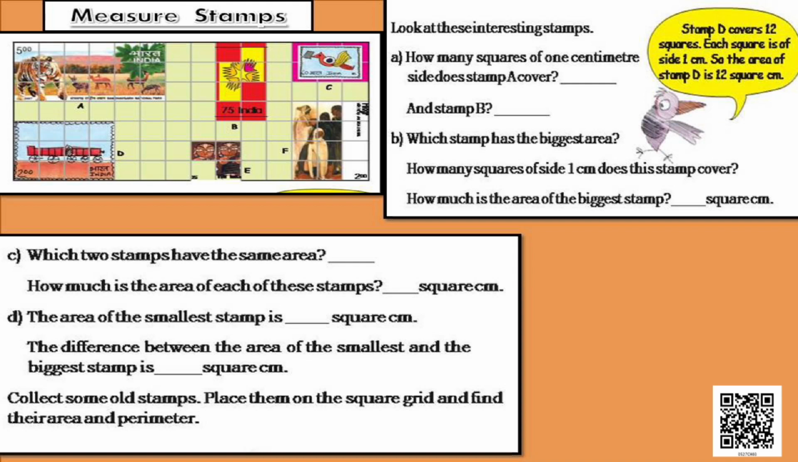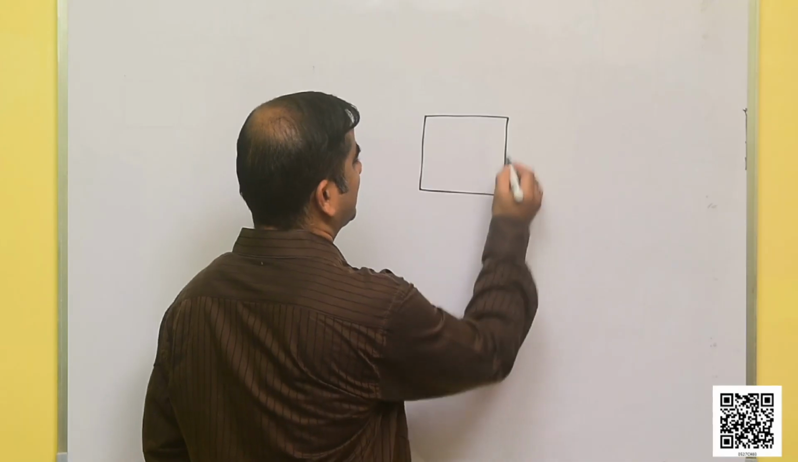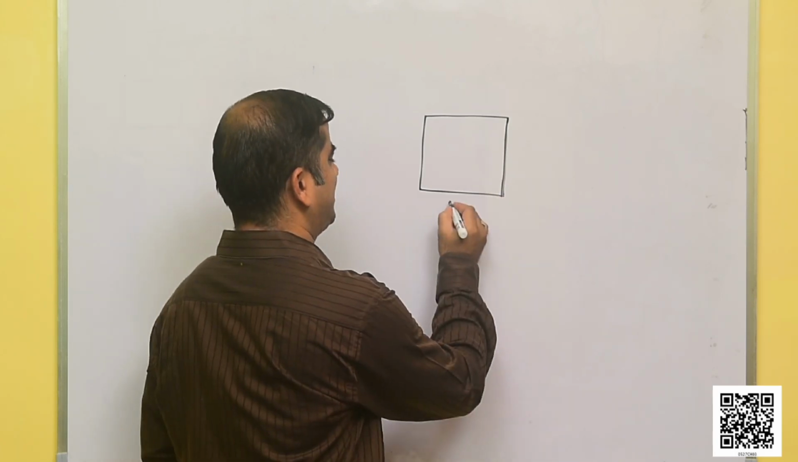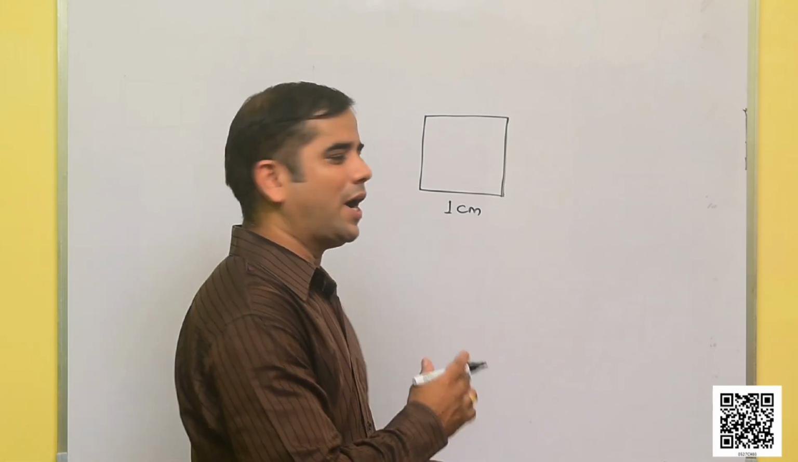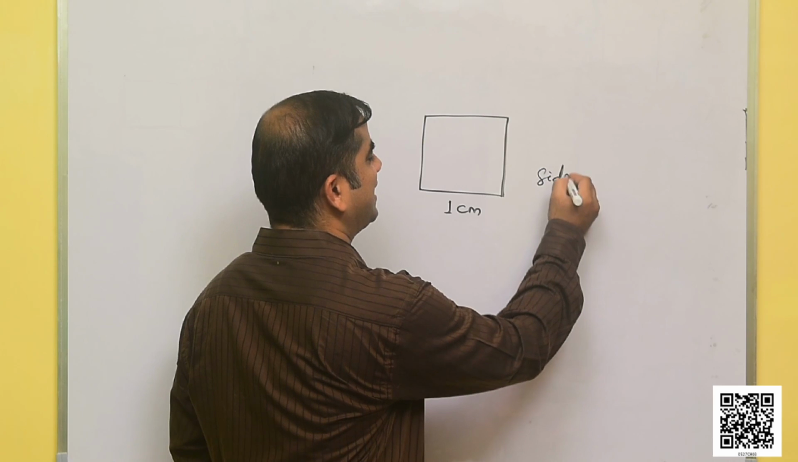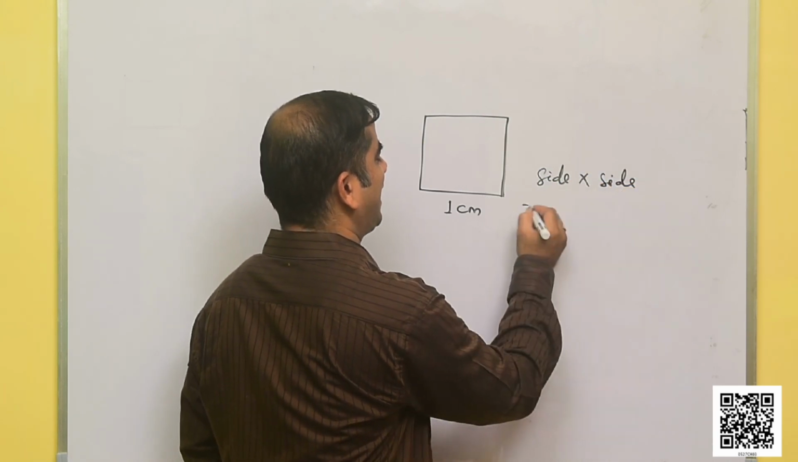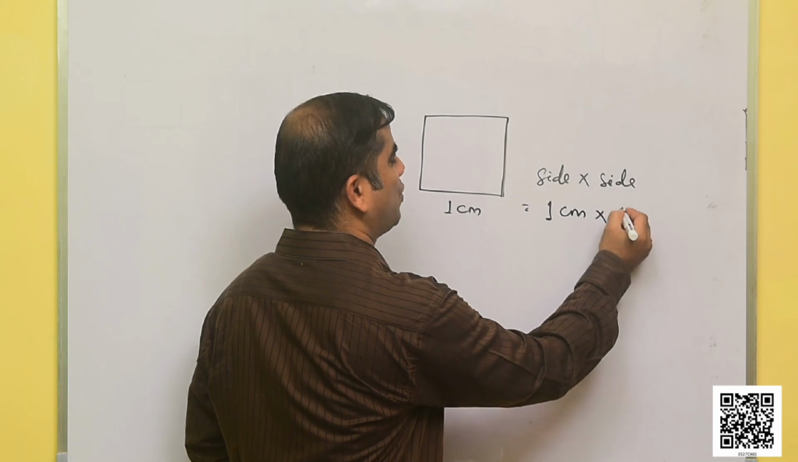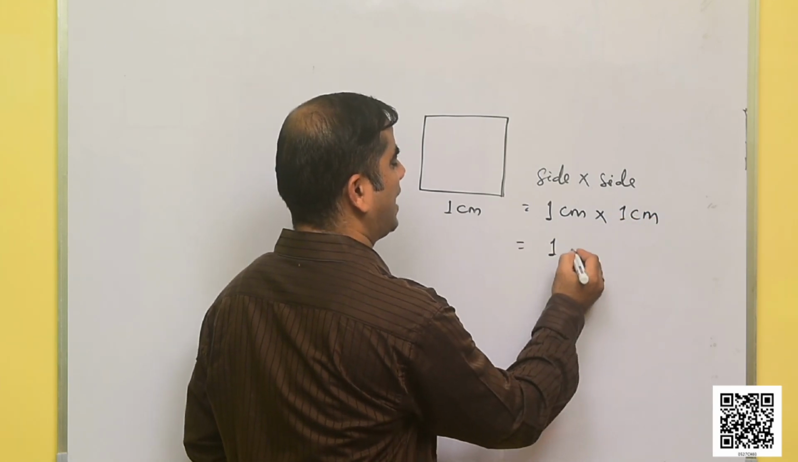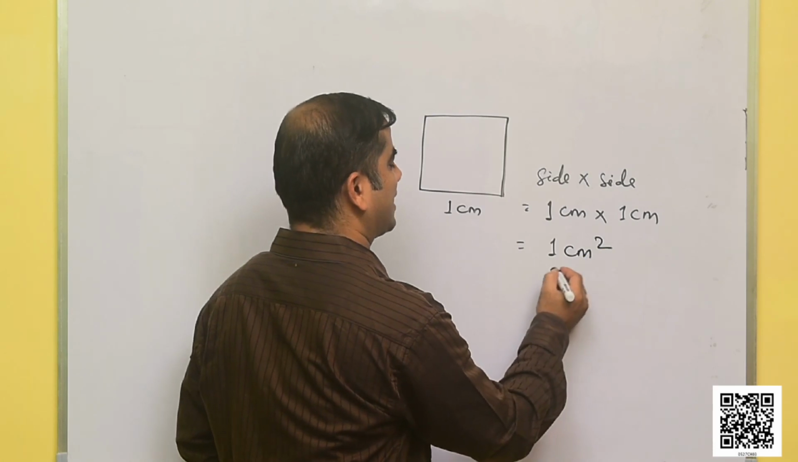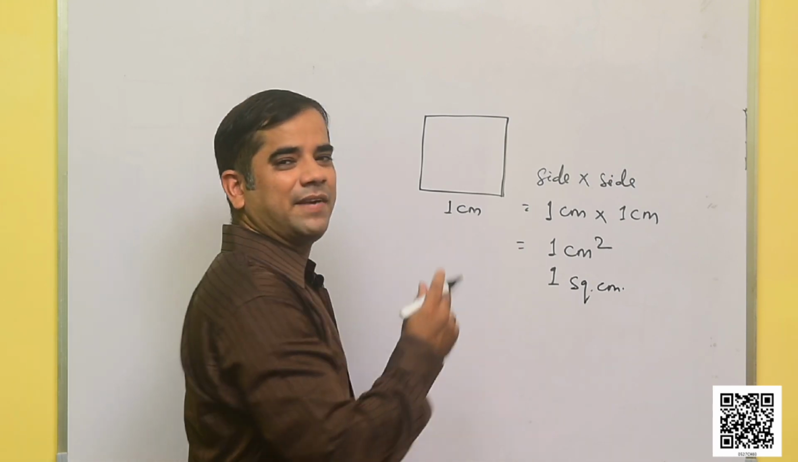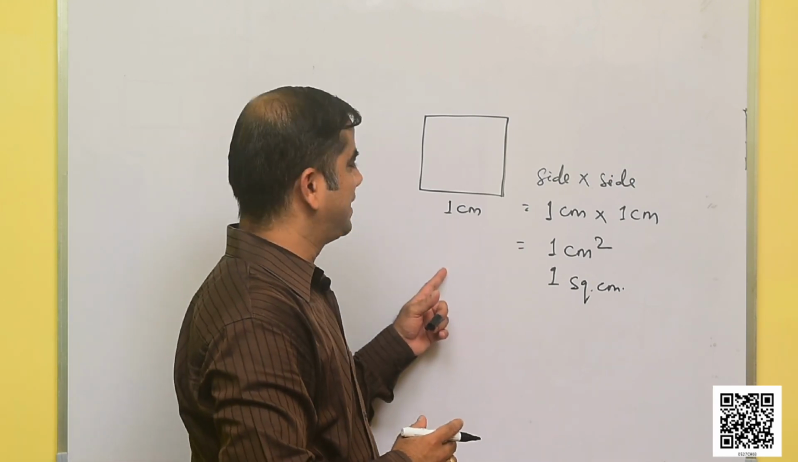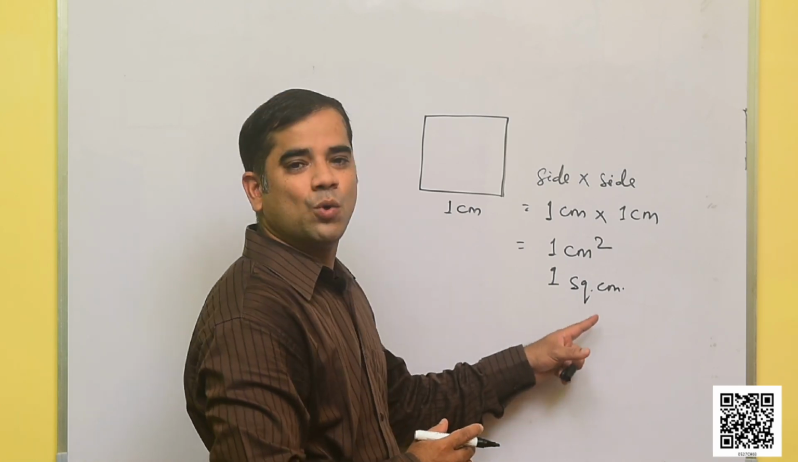So what is area? Area is nothing but the space occupied by an object. Suppose this is a square of size 1 centimeter. Okay. So the area occupied by this square is nothing but side into side, that is 1 centimeter into 1 centimeter, or 1 centimeter square, or I can write 1 square centimeter. That means if a square has a length or side of 1 centimeter, its area is 1 square centimeter.